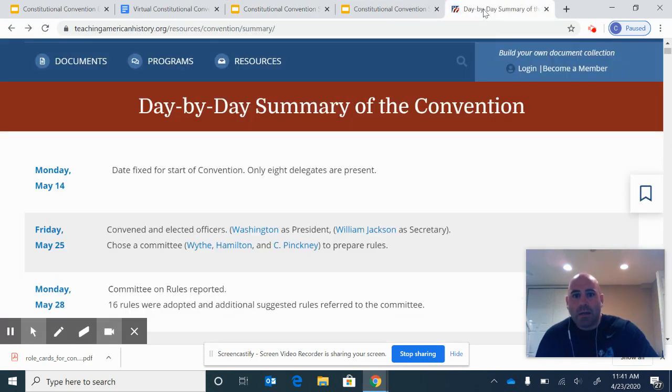If we were in the classroom, this would be run a little bit differently. We would have done it as a simulation. You would have been a delegate, and we would have been working through the convention day by day, and even had a chance to vote on some of these resolutions. But unfortunately, we're doing remote learning. So the plan is I'm going to give you a little more detail about some of the important days that you put on the timeline yesterday.